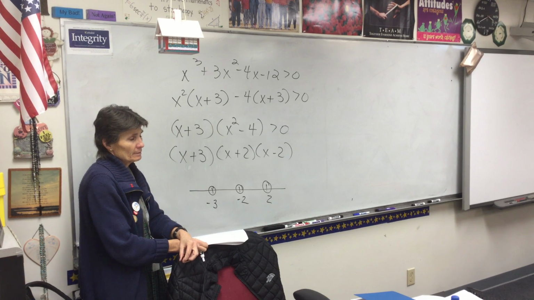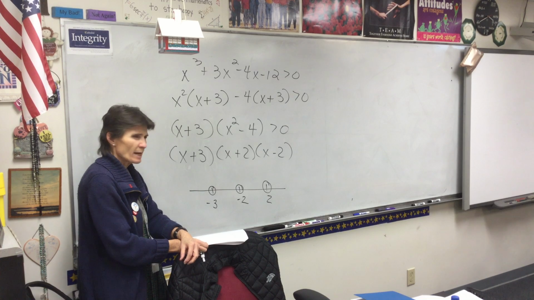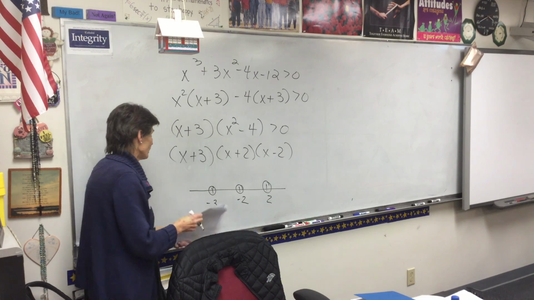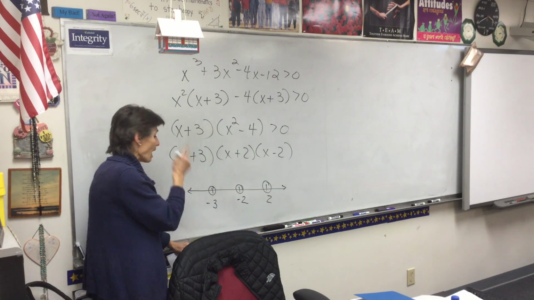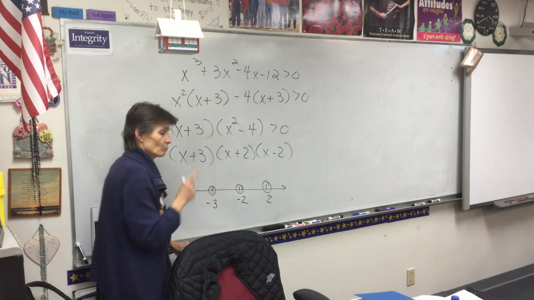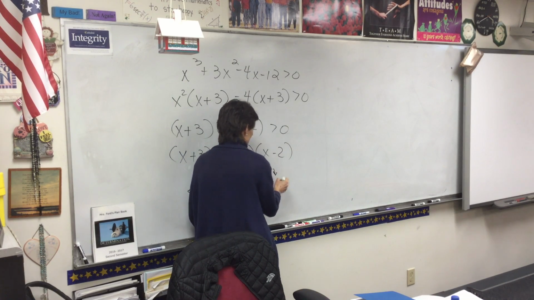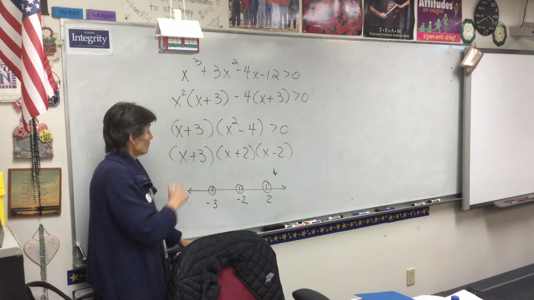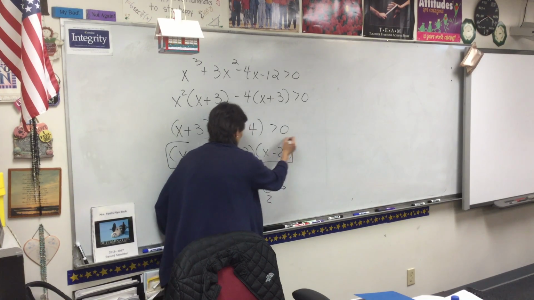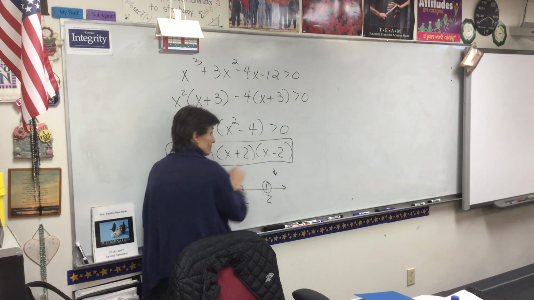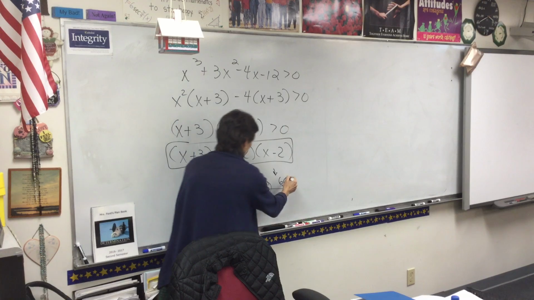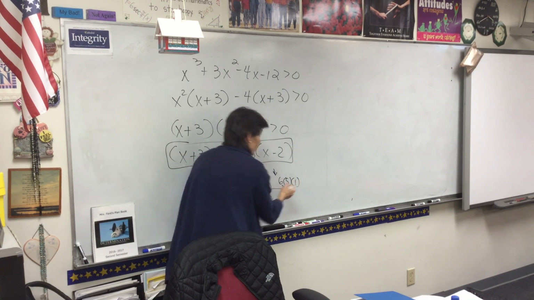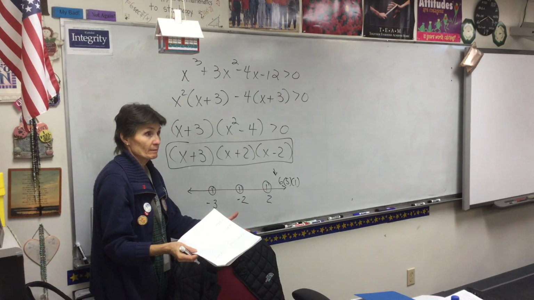All right. Now, does anyone remember what we have to do next? Thank you, Sam. Pick a number that's not one of those. 3 is a great number. Would everybody agree 3 is down here? So I'm going to put 3 into my parentheses, and I get 6 times 5 times 1, which is 30.